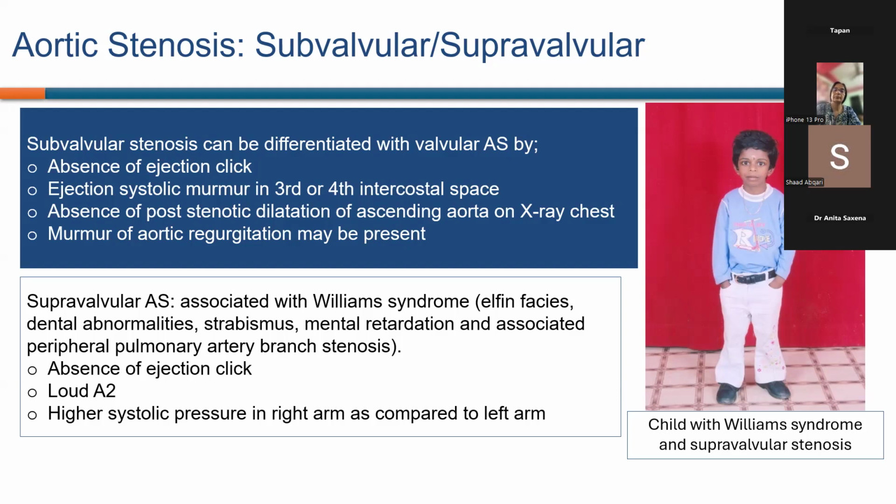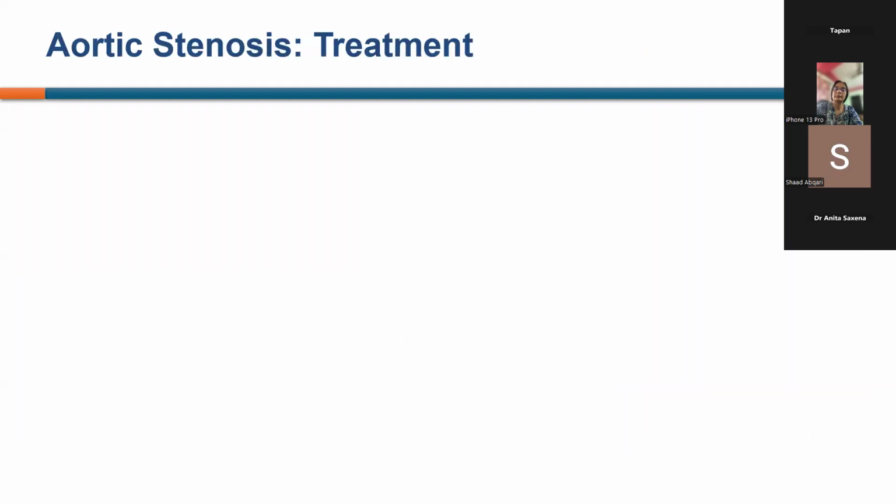And because of the jet effect going into the right subclavian, you may have a difference in the pressures in the two arms. That means right arm pressure may be higher than that of left by more than 10 millimeters of mercury. Up to 10 can be normal, but more than 10 difference would suggest that you may be dealing with supravalvular aortic stenosis. Of course, murmur is going to be little higher, sometimes heard over the back.